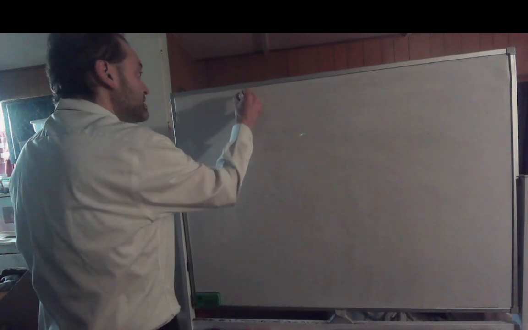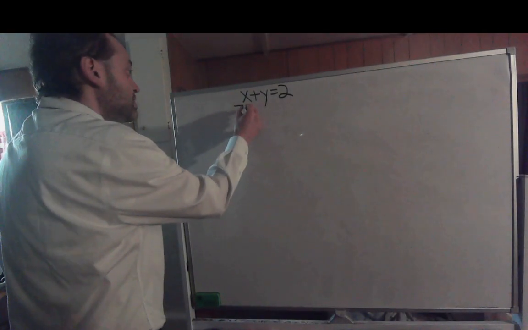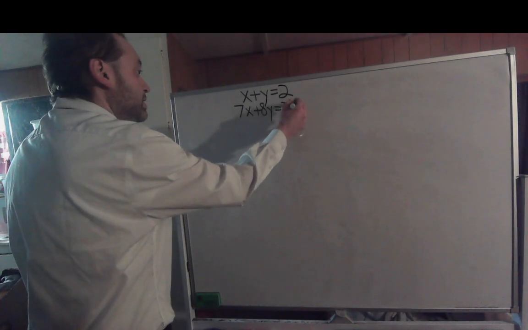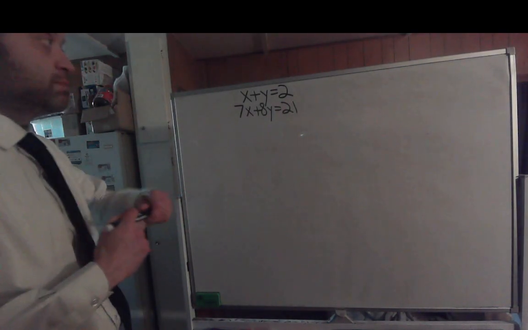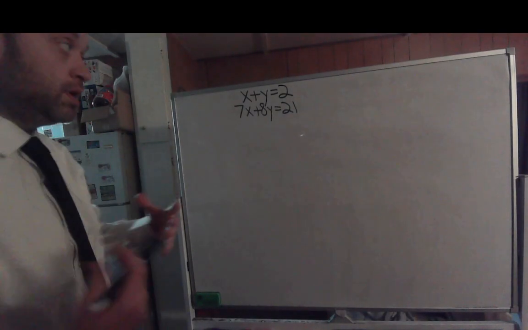Alright, so what is the next system? We have x plus y equals 2. Then we have 7x plus 8y is equal to 21. So we have the system x plus y equals 2, 7x plus 8y equals 21.